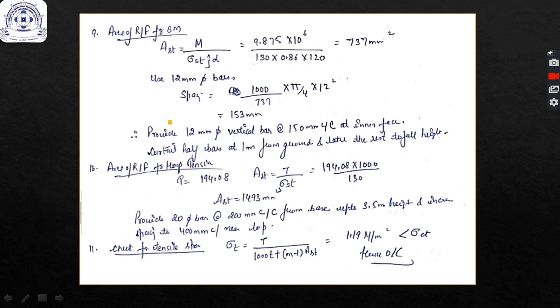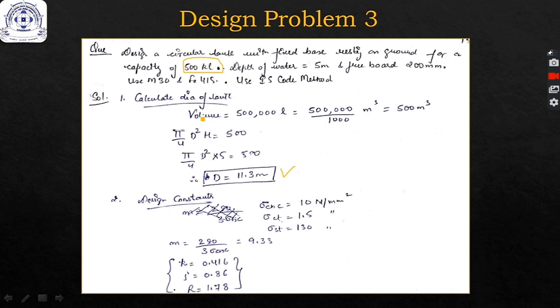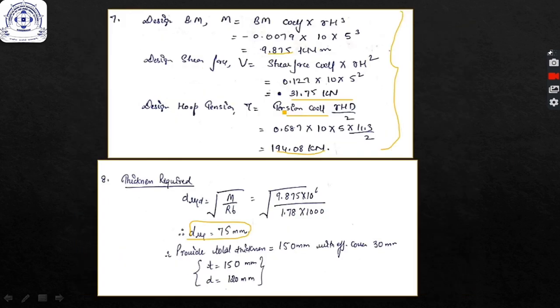Now similarly as done in the previous question, we calculate area of reinforcement for cantilever bending moment and provide it in the vertical direction on the inner face. For hoop tension, we calculate the reinforcement and provide it in the form of hoops, and you can increase the spacing of hoops towards the top, and we apply the check at the end for tensile stress also. So this is the design of the circular tank with rigid base with the help of IS code. You can choose either of these two methods, approximate or IS code method, if not specified in your question, whichever you find most suitable.